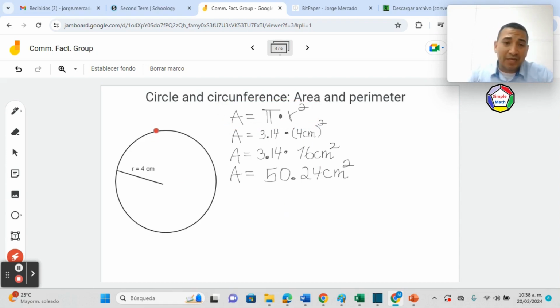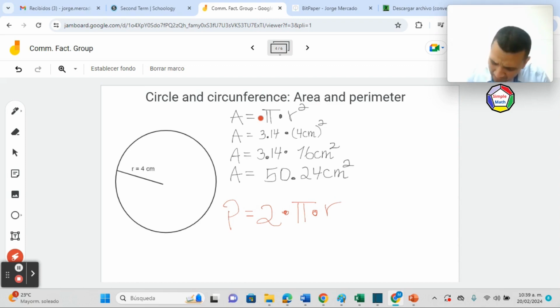But what is the formula to calculate the circumference or the perimeter? Yes, it has another formula. So the formula to calculate the perimeter is the following one. Let's imagine this is the same formula as the area. So what we're going to do is take these two and multiply times pi. So now the formula for the perimeter is 2 times pi times the radius. That's the way we calculate that.